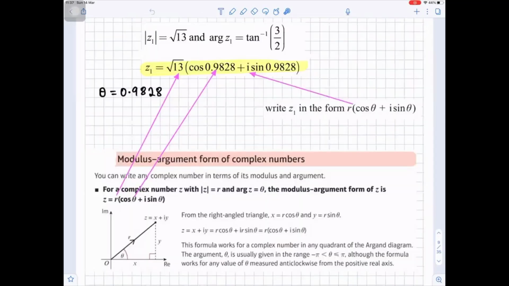And then to write it in this form, I've just ticked the modulus argument form. So we know r is square root of 13, and the angle is 0.9828. So in the modulus argument form, you put r as square root of 13, cosine of the angle 0.9828, and plus i sine of the angle 0.9828. I'll put some information for the modulus argument form down there for you to read and to understand it.